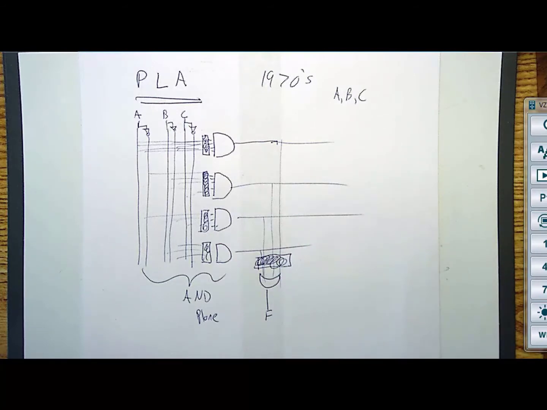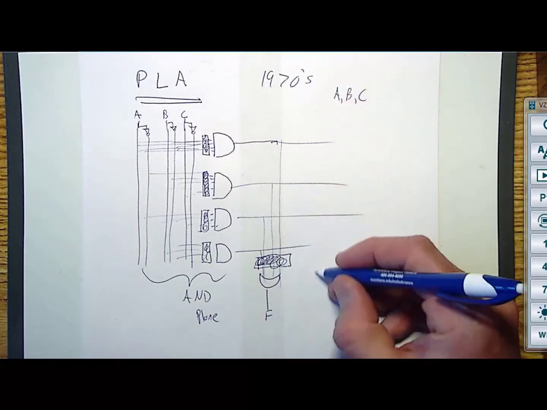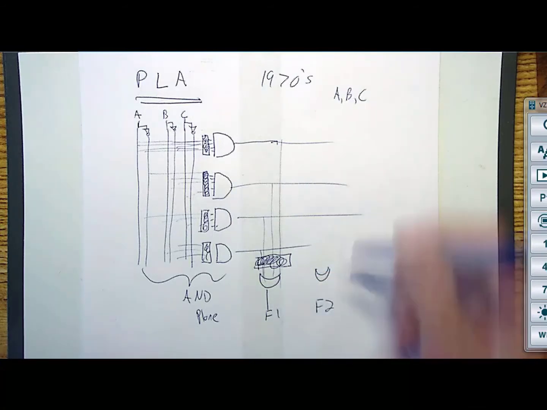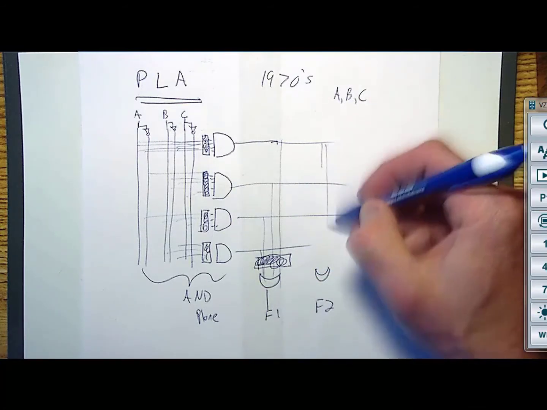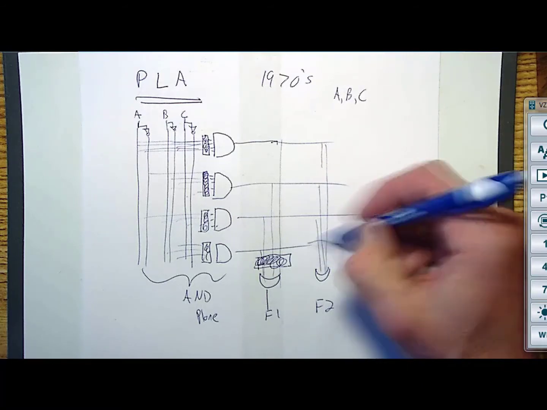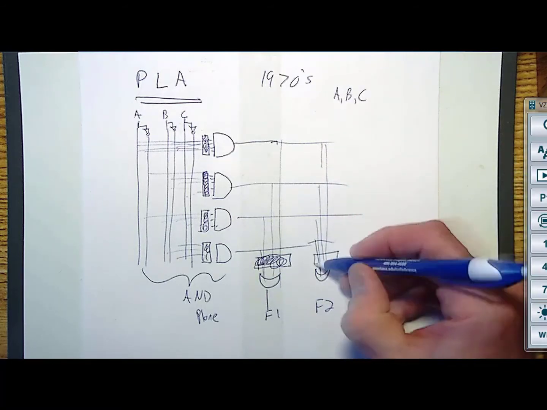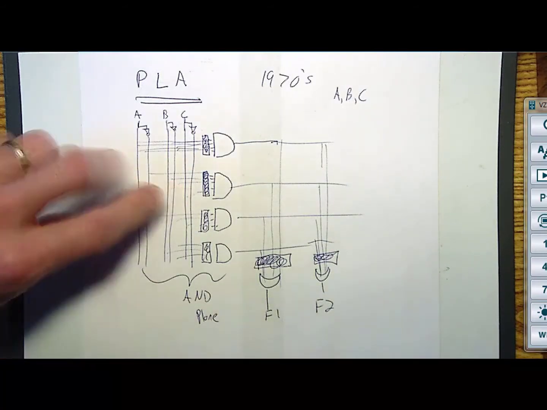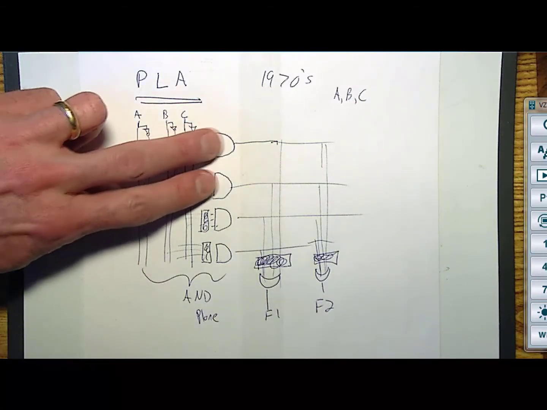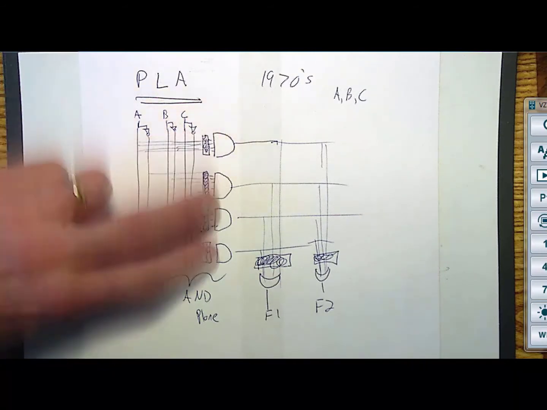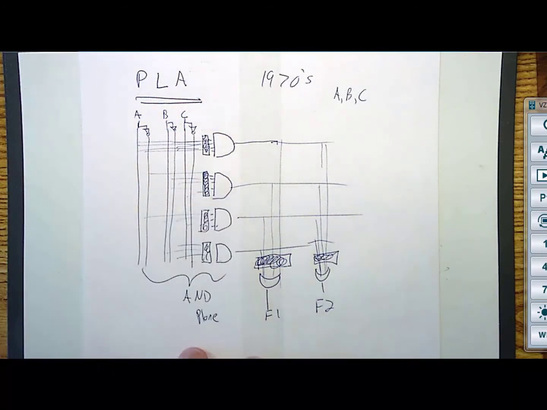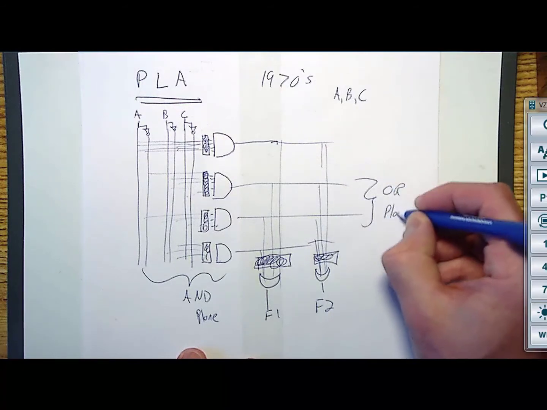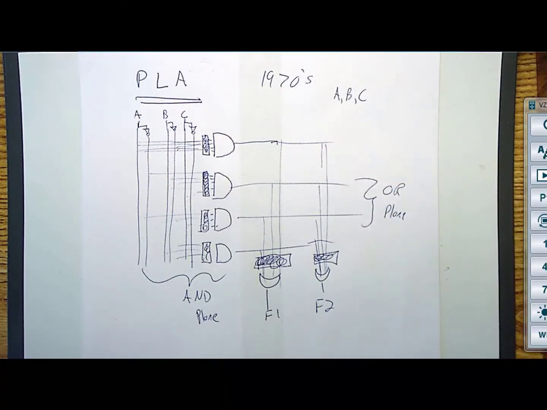Well, you know what would also be cool? What if we could have another output, so let's do an F1 and an F2, and we could do the same thing. Depending on the logic expression that comes in, if you didn't use all your resources, you could conceivably make one circuit that used some of these AND gates, and another circuit that used the others. So this over here was called the OR plane. And this was the programmable logic array.